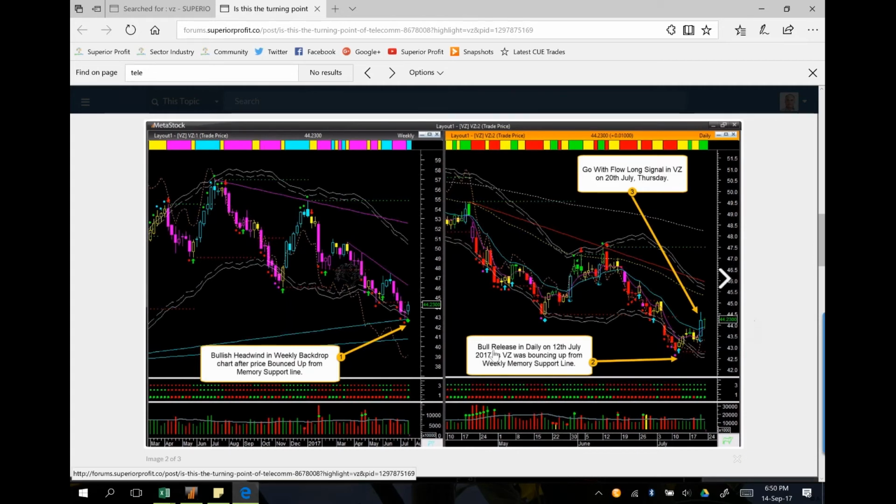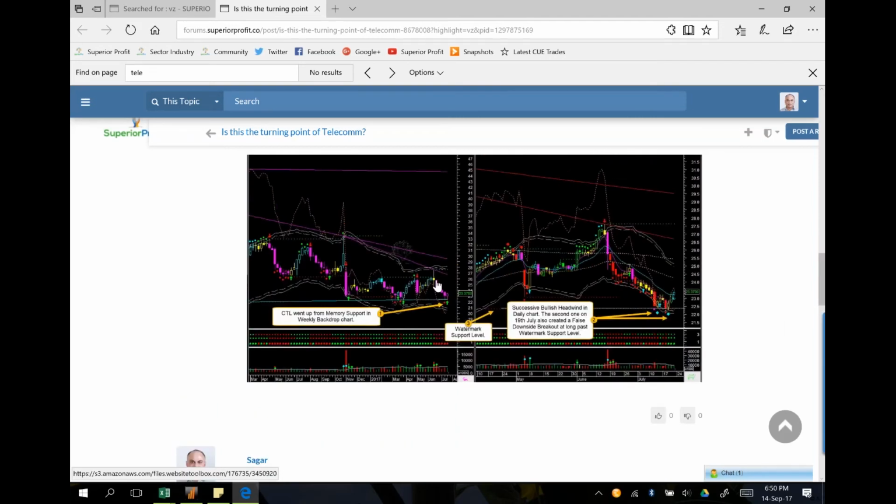So in this case, the charts looked very good. Low risk. My stop loss should be just below this swing low. Target will be, for swing trading, the yellow declining line, the upper boundary, or the memory resistance line.